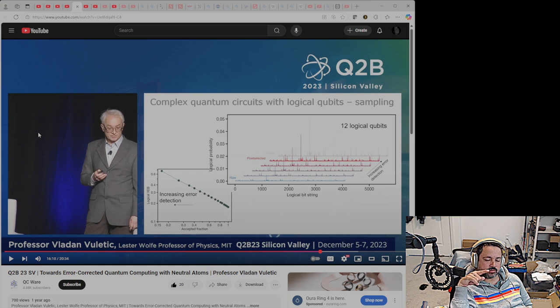So you got to bring the atoms within proximity so that you can overlap them if you want to entangle them, or have them overlap within, I guess, a field or a laser.